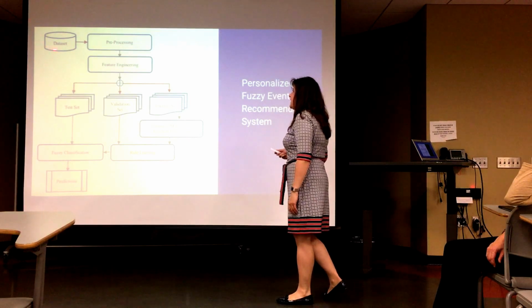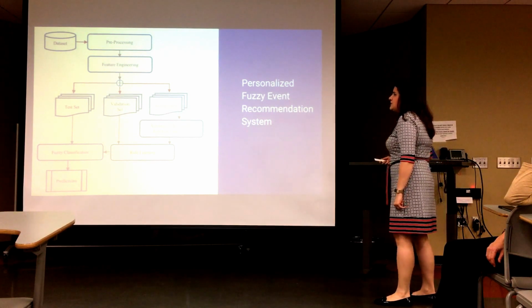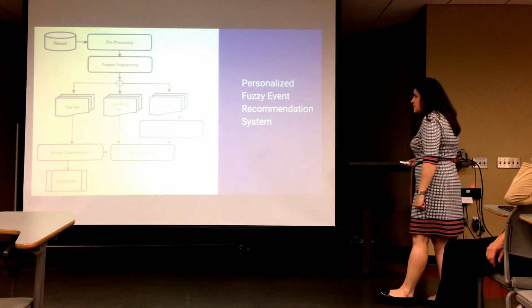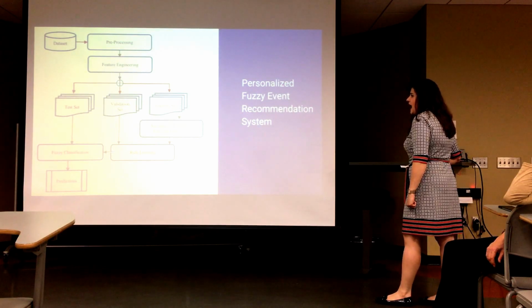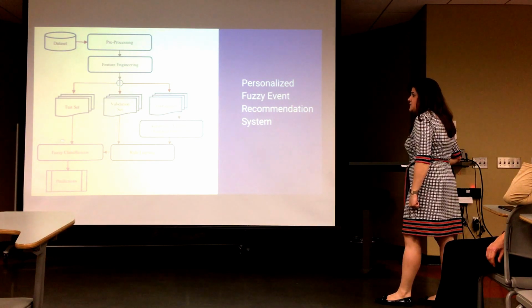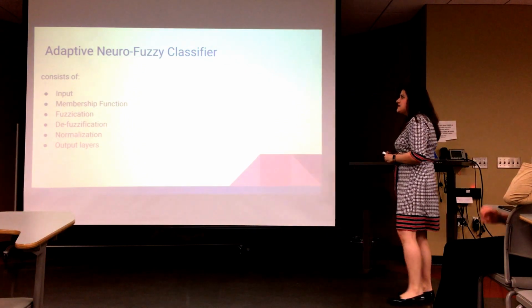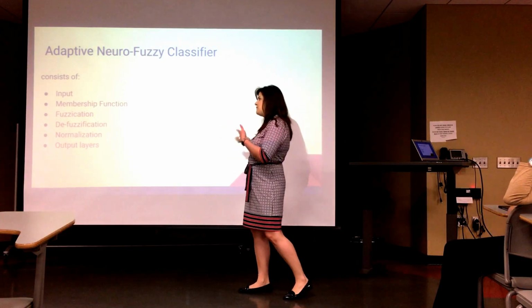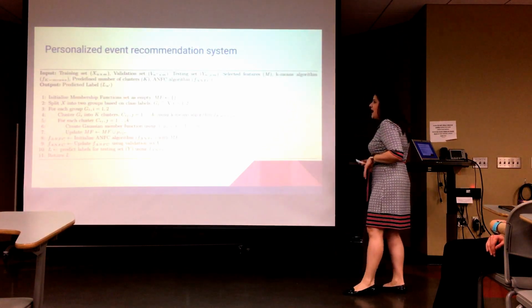So basically we have our data set, and then after cleaning the data set and extracting the features, we divide it into 3 different sets. We use the training set for generating the membership function, and we also use the validation set and training set for rule learning. After that, we feed it to fuzzy classification to predict labels for the test set. As our fuzzy classifier, we use an adaptive neuro fuzzy classifier, which consists of input, membership function, classification, normalization, and output layers. And here is the algorithm that we use.